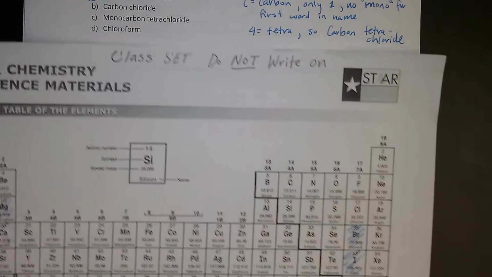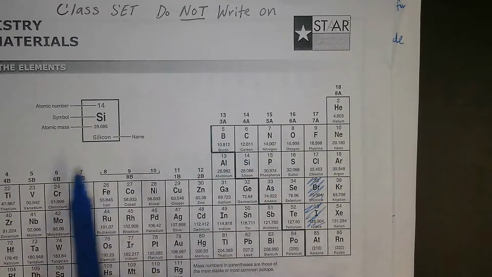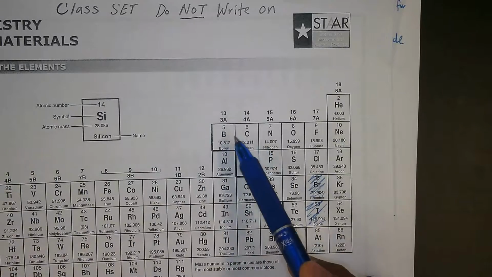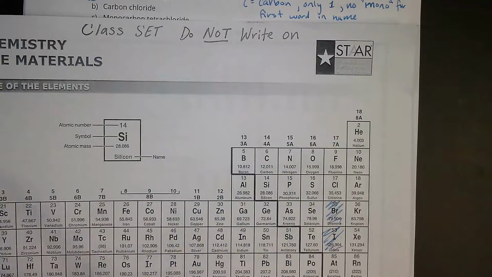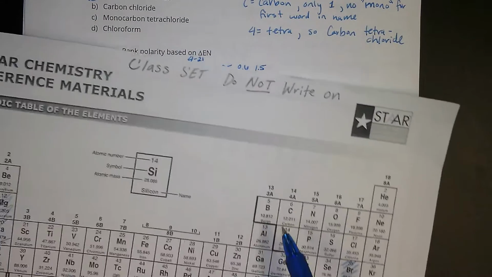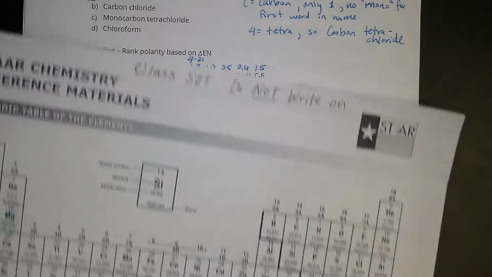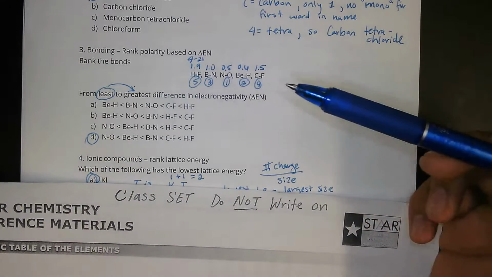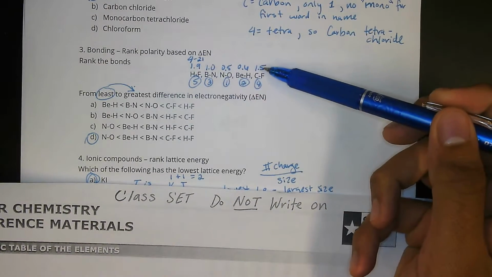And then between carbon and fluorine, carbon is here with an electronegativity of 2.5, and then I'm comparing it to fluorine, which is all the way over here, and I know that that's 4. So that difference would be 1.5 if I subtract 4 minus 2.5. So then from there I just have to rank them.